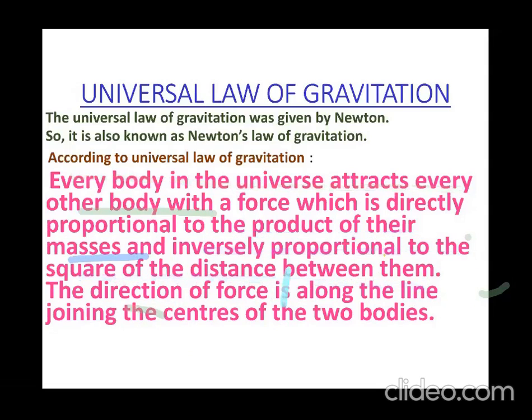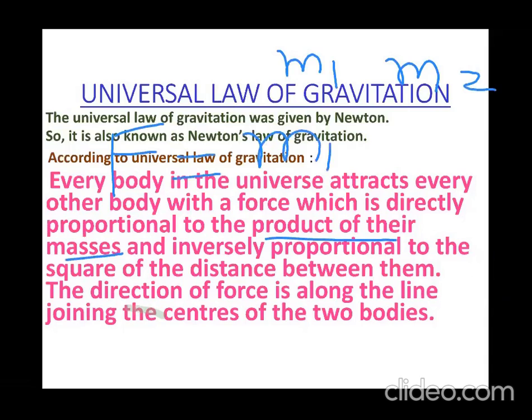Okay, so if I want to write this in the form of an equation, I can write force is proportional to the product of the masses. Suppose object 1, the table, has mass m1, and the chair has mass m2, then how much force will act? Product means multiplication, so m1 into m2, okay? m1 into m2 and inversely proportional to the square of distance between them. You have done inversely in maths, beta. Inversely is one upon, right? Square of distance. Suppose the distance between these two objects is d.